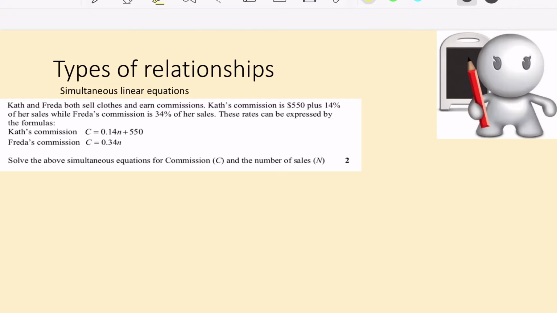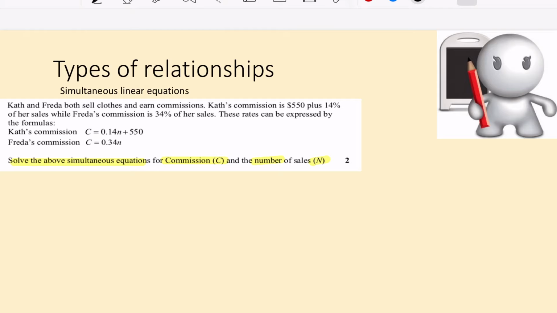And they've given us 2 equations, and each of these equations contain 2 unknowns, commission, C, and the number of sales, which is N. Okay, and they've asked us to solve simultaneously. Now, when you solve simultaneously, you are after an answer for each of the variables. And in this case, the 2 variables that I need an answer for are C and also N.